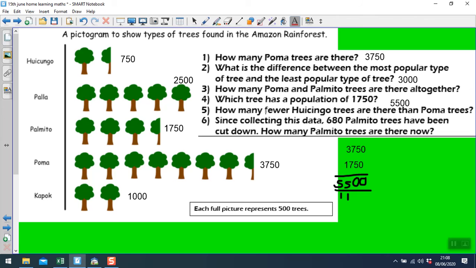How many fewer huikungo trees are there than poma trees? So we've got to do a subtraction. 3,750 take away 750, which is similar here because it works out that they are the least and most popular trees. So it's 3,000.